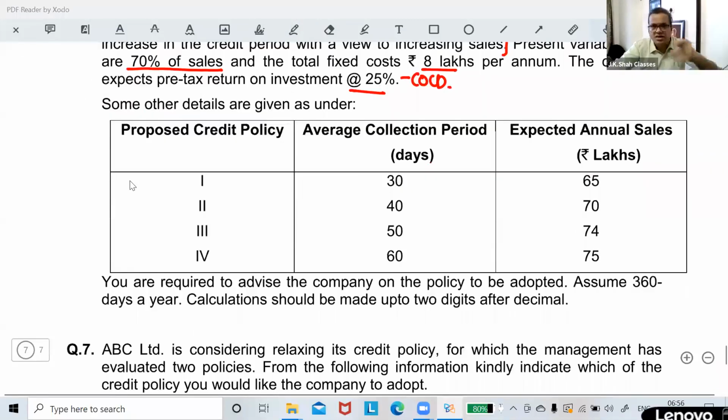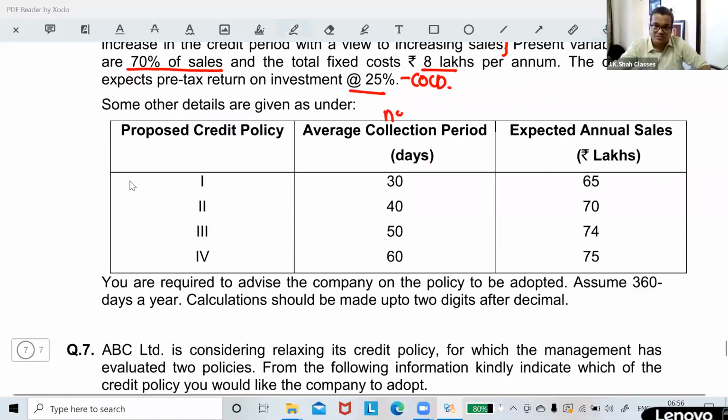Again, you are given some other details like policy 1, 2, 3, 4, average collection period, expected annual sales. So guys, these are directly the new values given to us. You are required to advise the company on policy; assume 360 days. Calculation should be made up to 2 digits after decimal. Now listen to this, guys. Calculation should be made up to 2 digits after decimal.